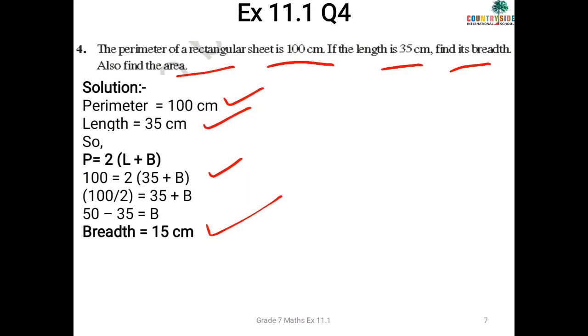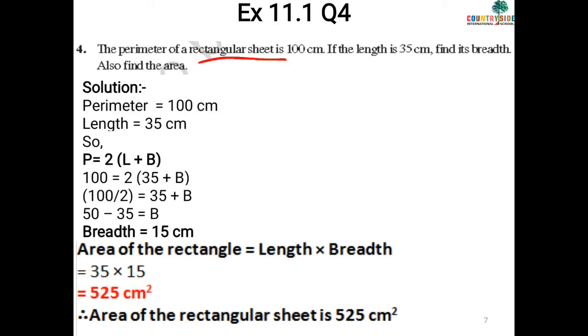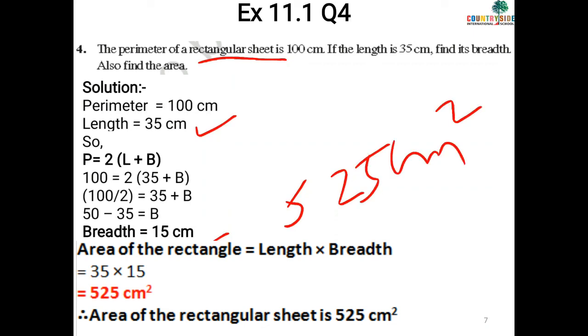Done. So breadth we have found. Now let's find the area. So scholars, tell me the formula to find the area of a rectangular sheet, that is length into breadth. So length is 35, that is given, and breadth we have just found, that is 15. So 35 into 15 is 525 centimeter square. Okay, you have to put this square. Done. So at the end you will write the area of the rectangular sheet is 525 centimeter square.